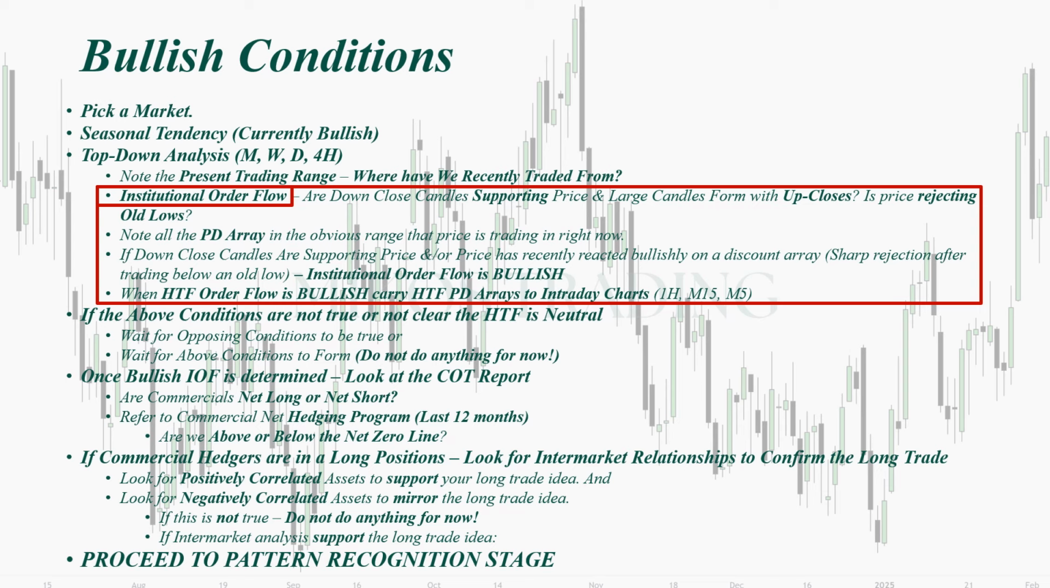If down close candles are supporting price and/or large candles form with up closes and/or price has recently reacted bullishly on a discount array, for example, price has a sharp rejection after trading below an old low, institutional order flow is bullish. In practice, this looks like this.